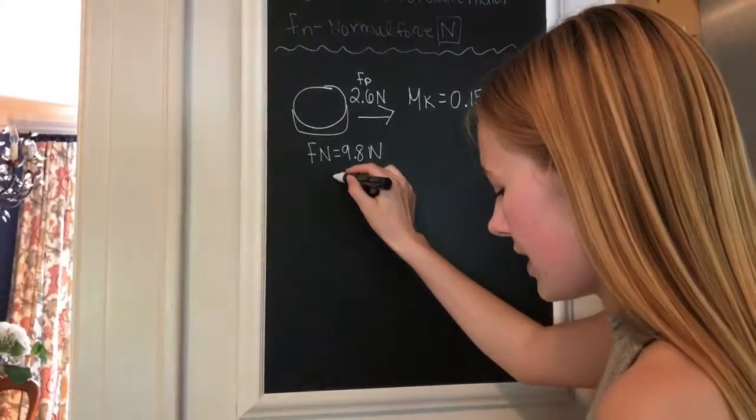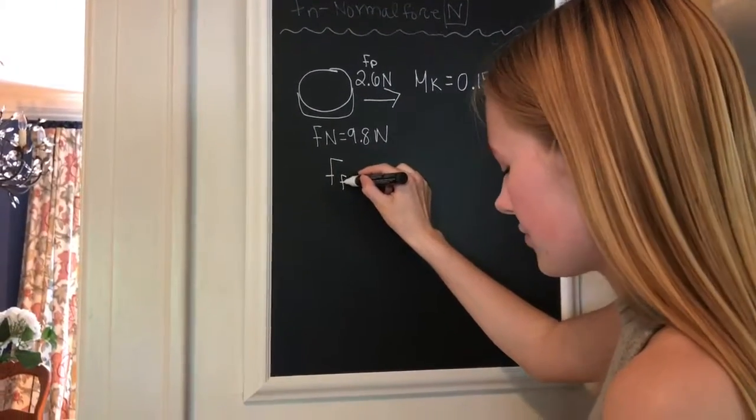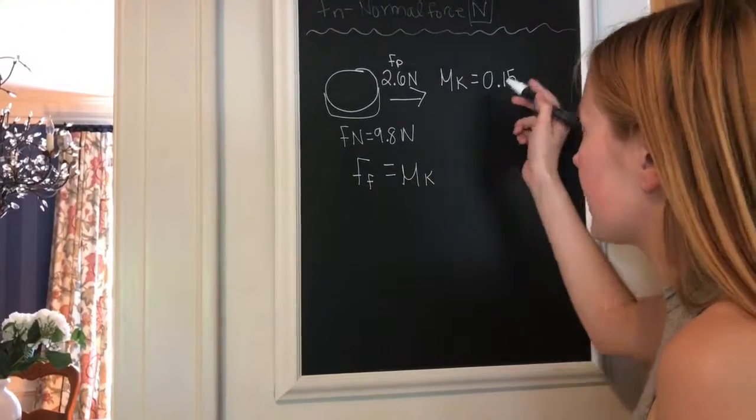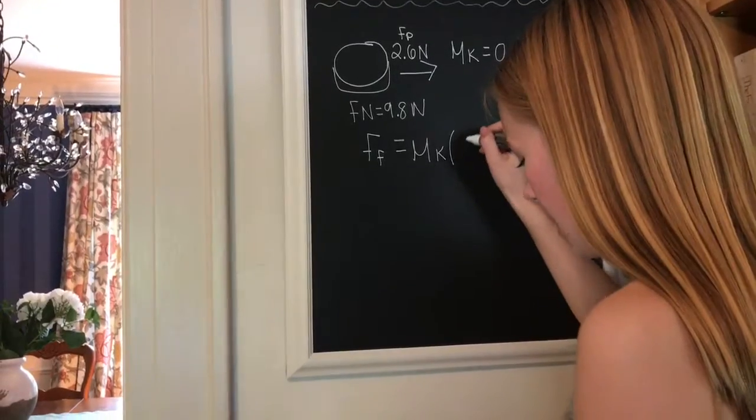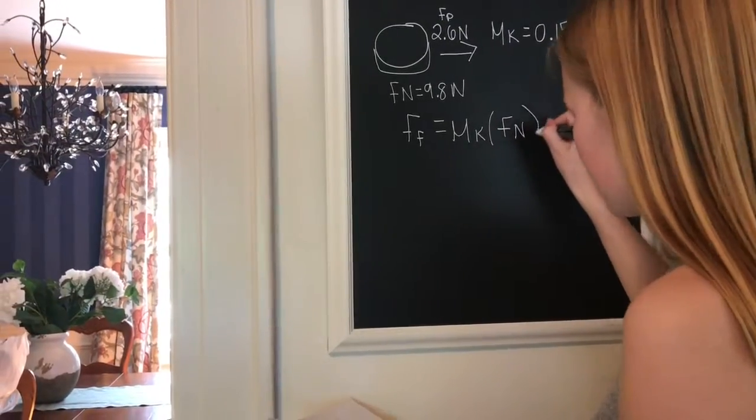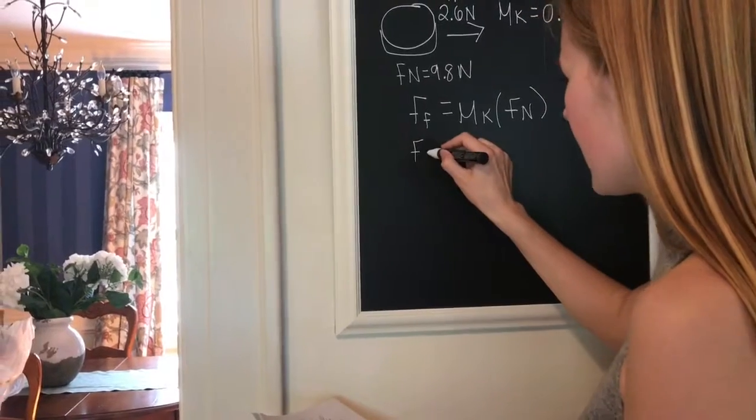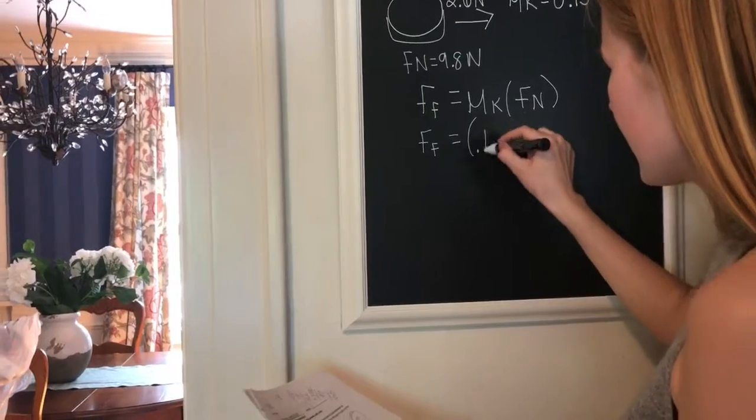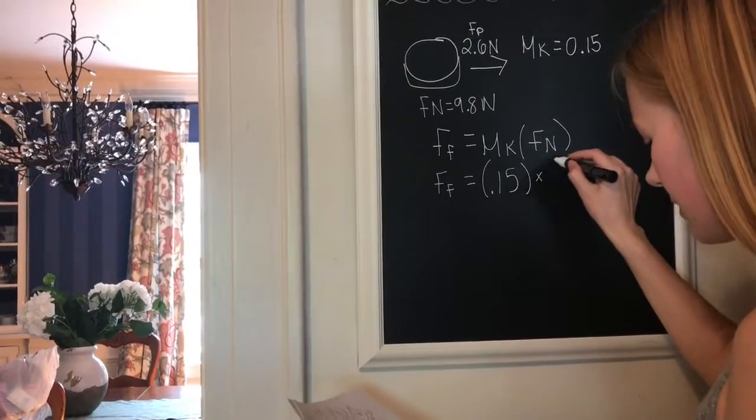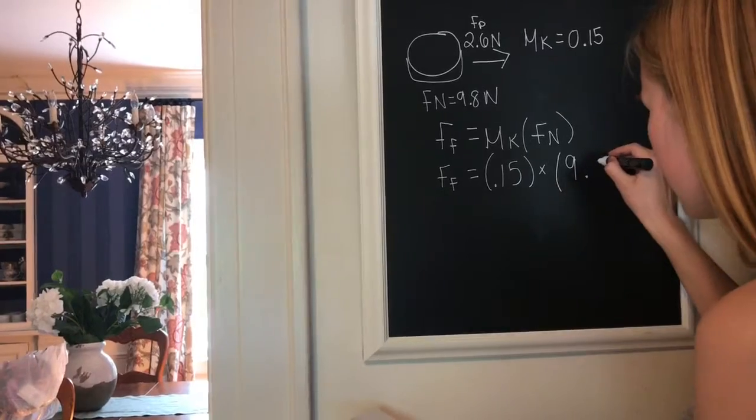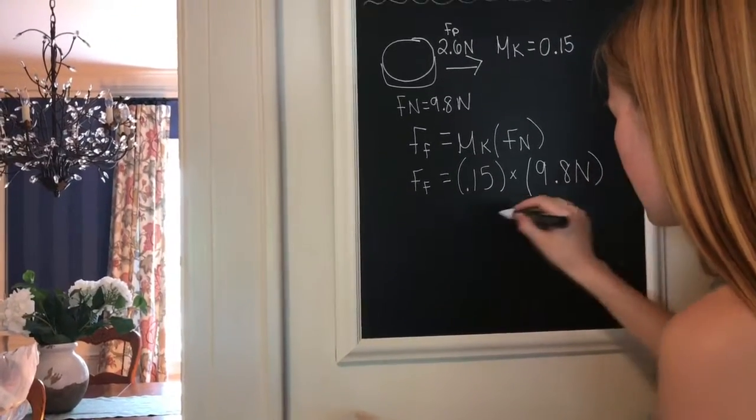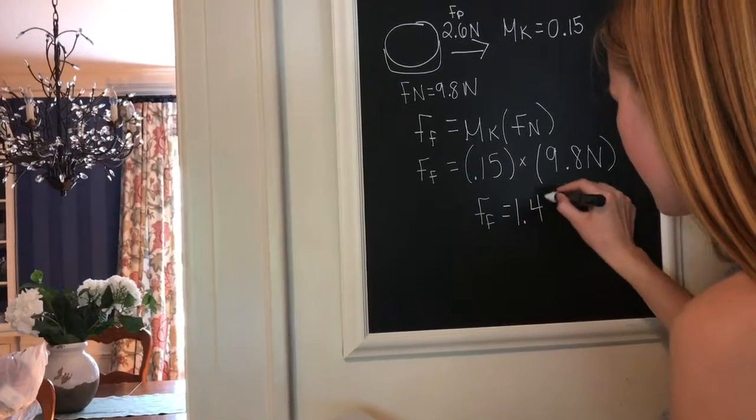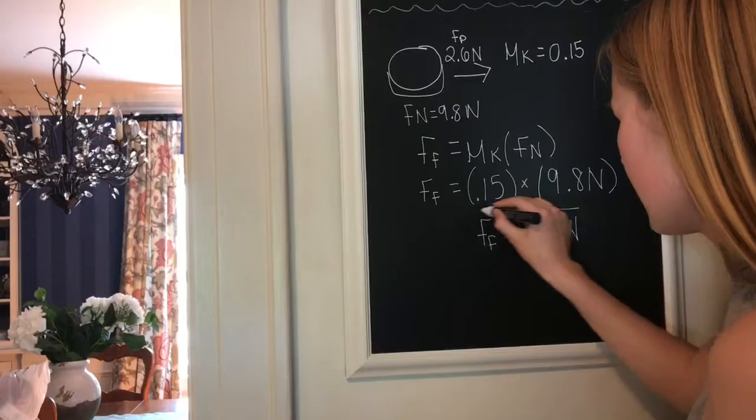So our formula is F, frictional force, equals mu K, which is kinetic, times Fn, normal force. We now plug in the things we know. We don't know F, that's what we're trying to find. We plug in 0.15 times 9.8 newtons. That leaves us with 1.47 newtons as the frictional force.